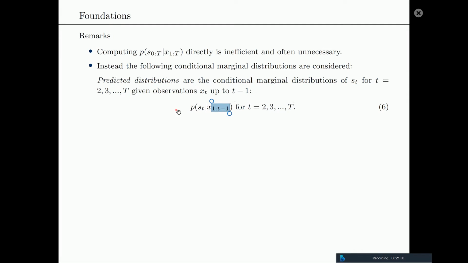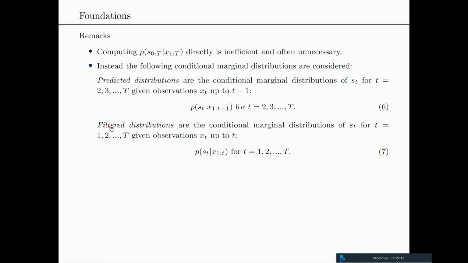Here it's mainly about actually getting the terms right. Don't confuse this with the posterior predicted distribution that we discussed last time. That's something different. So this is here just the state variable at small t given x_1 to t minus 1.